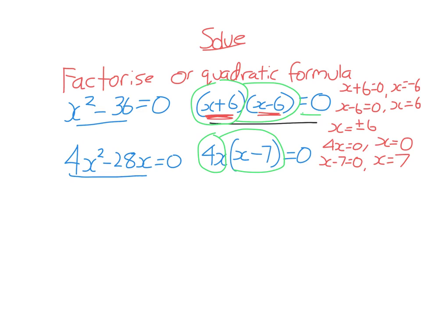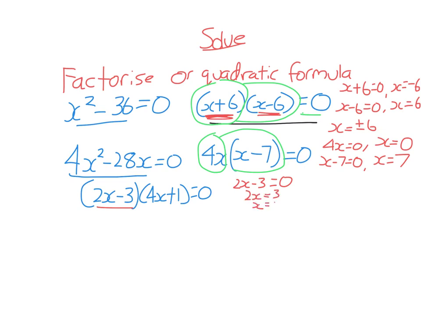Sometimes you'll get some weird brackets to solve. So if you had something like 2x minus 3, 4x plus 1 equals 0, you can still use the null factor law. Either the first thing is equal to 0. This is just a linear equation. We just solve that like we normally do. Add 3 to both sides and divide each side by 2. So 3 over 2 is one solution. Or the other solution is 4x plus 1 equals 0. Subtract 1 from both sides and then divide by 4. So in this case, the solutions would be 3 over 2 or negative a quarter.